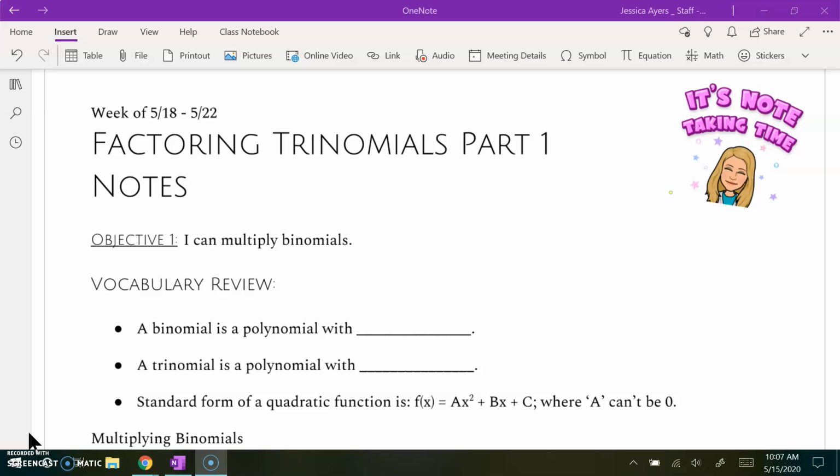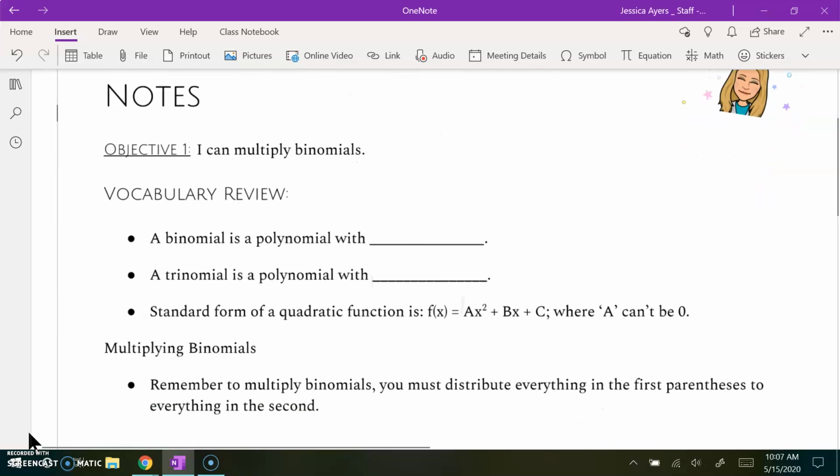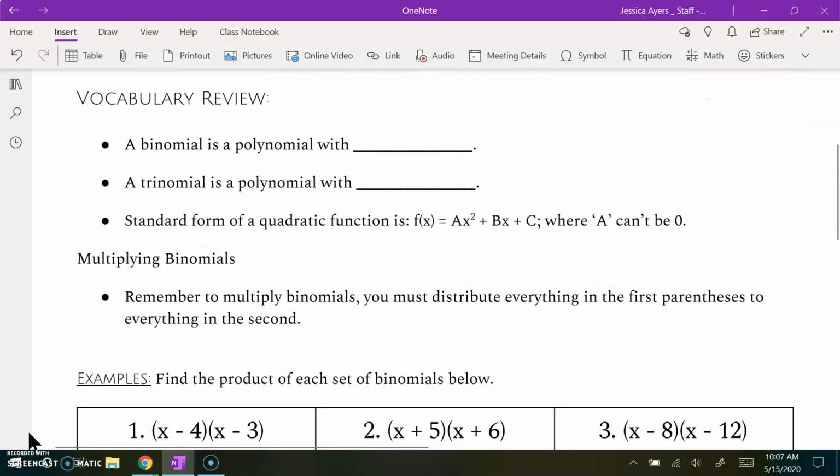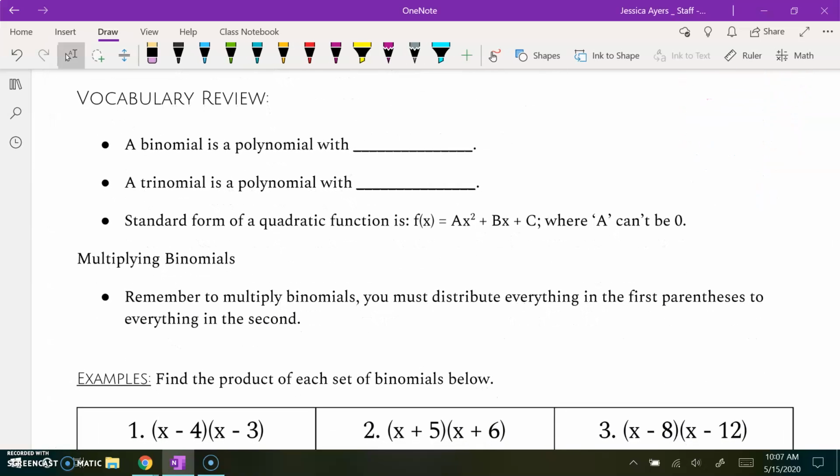So last week, in the last unit, we talked about multiplying binomials and how we would do that. And so now we're going to go through and do the undoing of that. So we're just going to review real quick multiplying binomials. So remember that a binomial is a polynomial that has 2 terms, while a trinomial is a polynomial that has 3 terms.